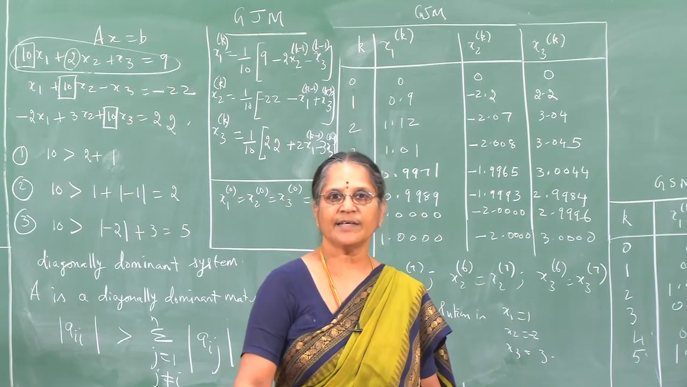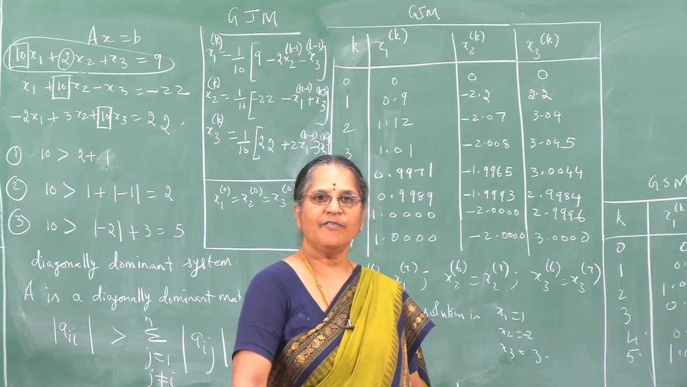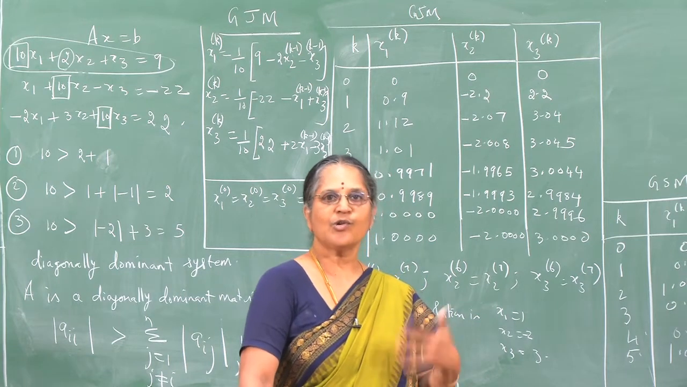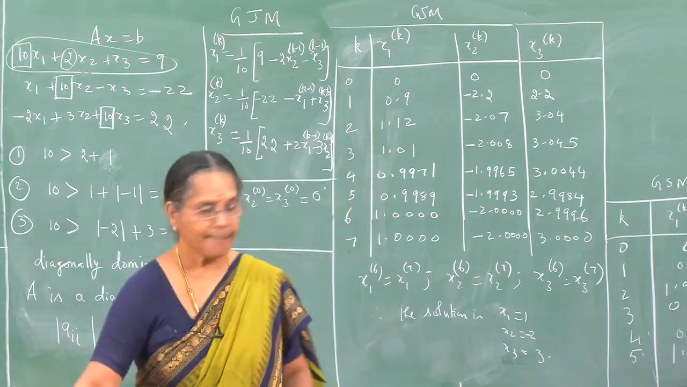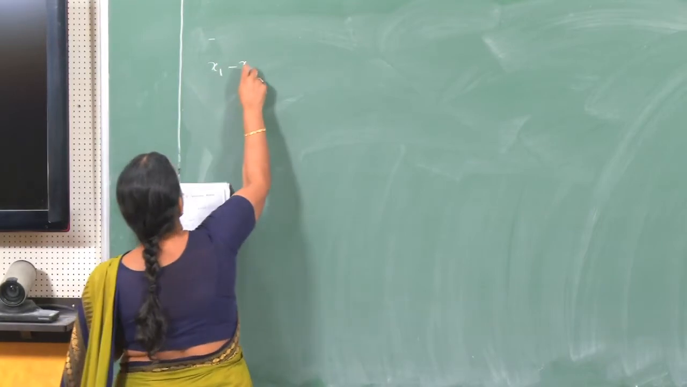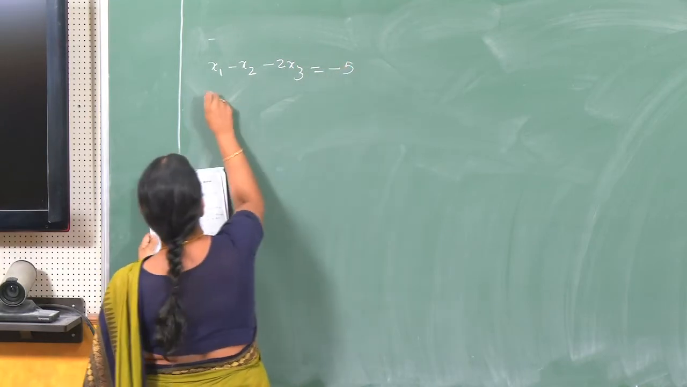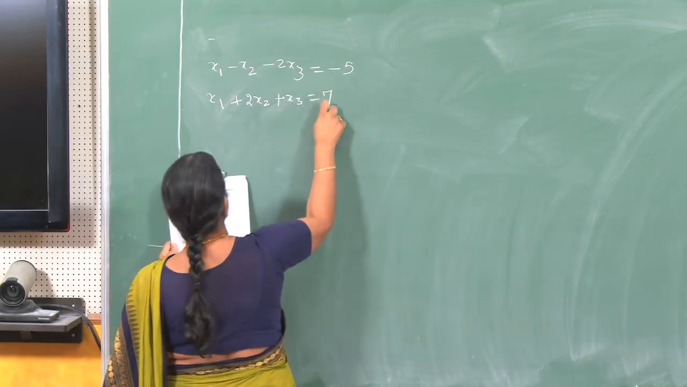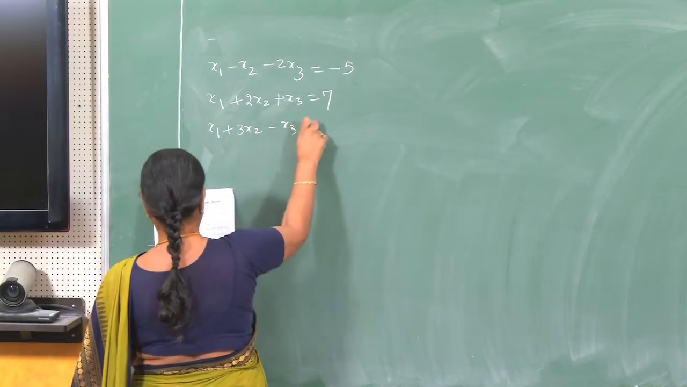The question now is, will the sequence of iterates generated by both these methods always converge to the root of the equation? So, let us look at some examples and give an answer to this question. Let us consider the following example. The system is given by x1 minus x2 minus 2 x3 equal to minus 5, x1 plus 2 x2 plus x3 equal to 7 and x1 plus 3 x2 minus x3 equal to 2.